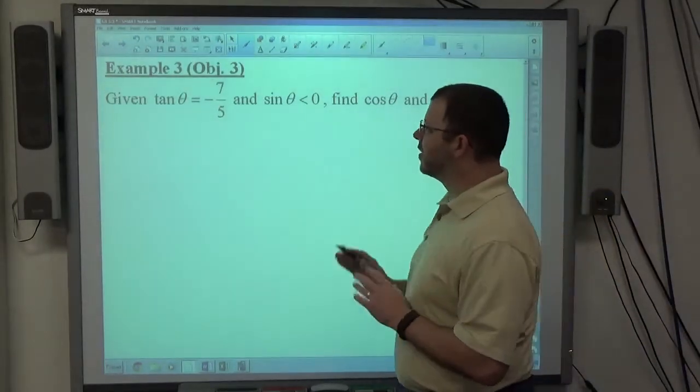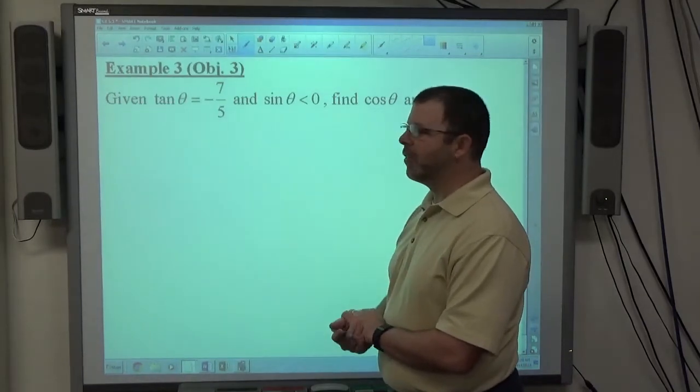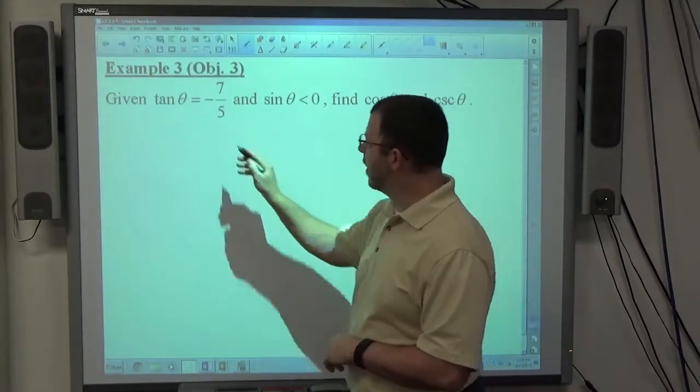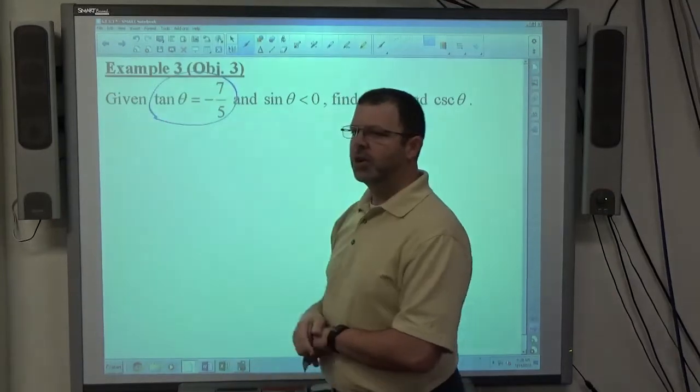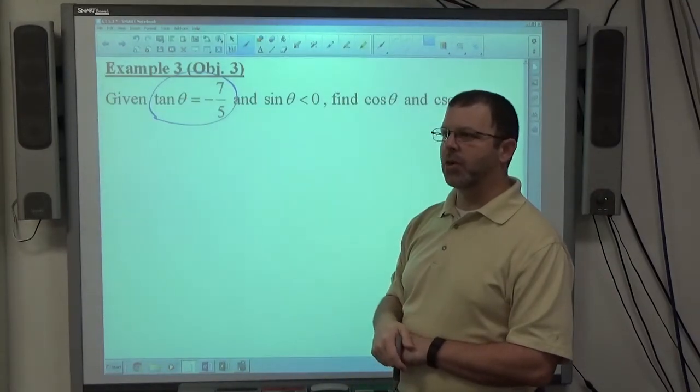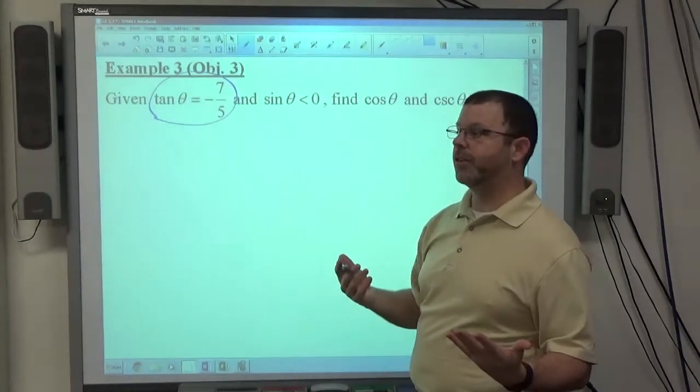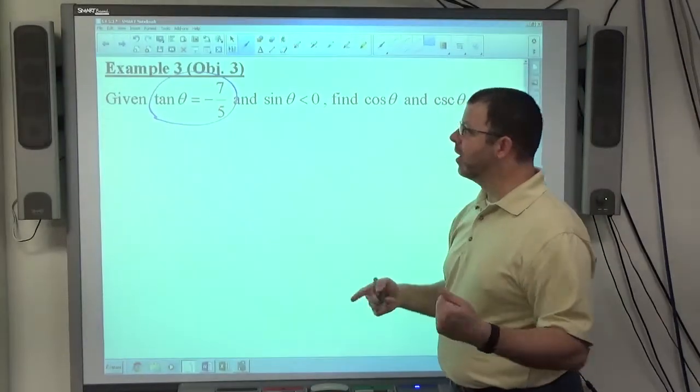So the first thing I want to do is establish what quadrant I'm in, and then the tangent expression, this right here, is going to help me draw a right triangle to represent it. But I want to draw it in the correct quadrant, so I want to figure out the quadrant first. And that's just what example 2 was.